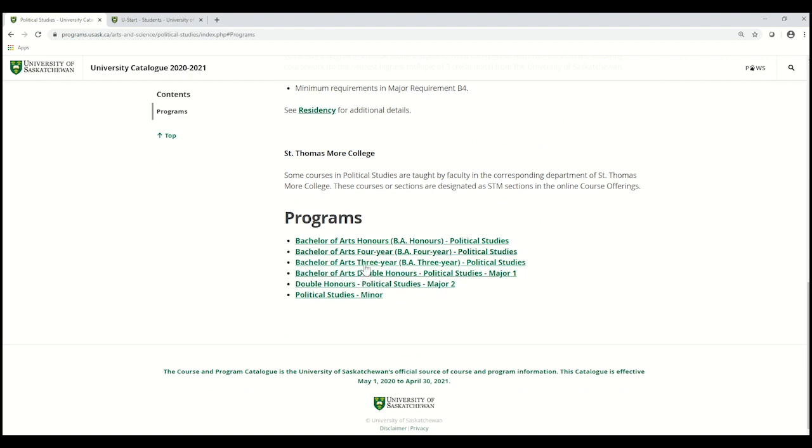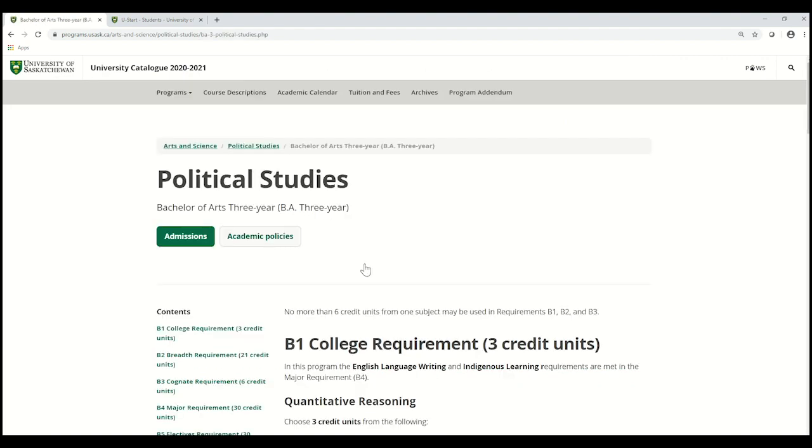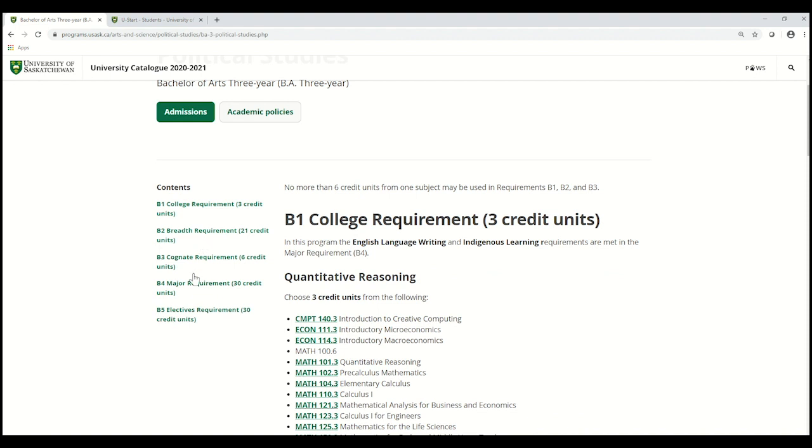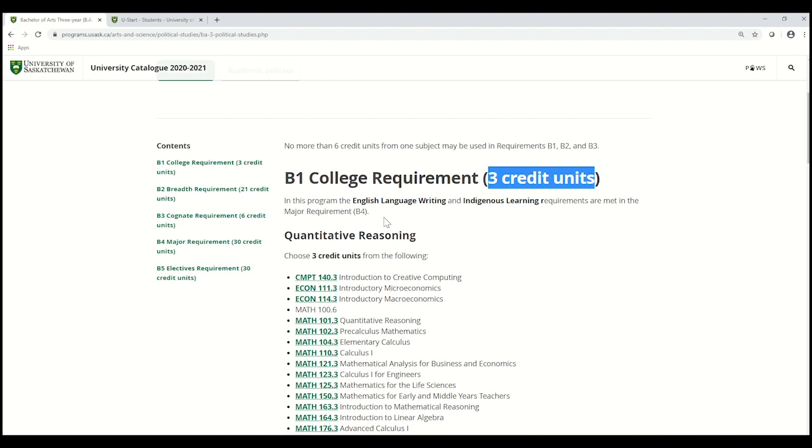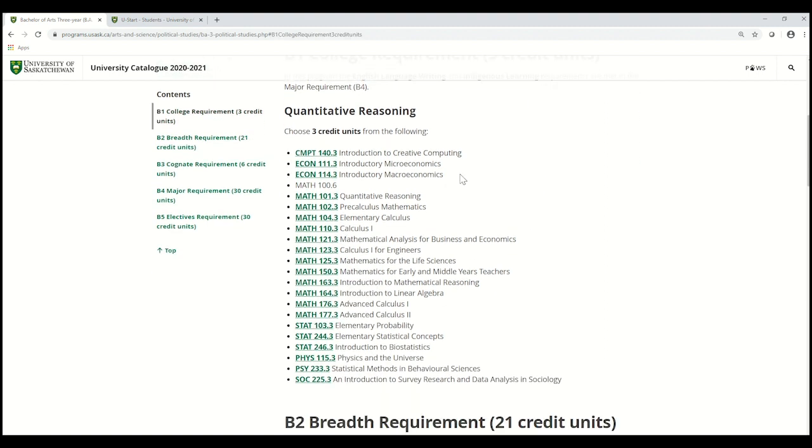Let's look at the 3-year, in this case, the Bachelor of Arts 3-year. Again, you'll see that there are 5 categories of requirements: college, breadth, cognate, major, and electives. But here you'll see that the college requirement is only 3 credit units. And that's because, in this case, English language writing and Indigenous learning are both embedded in the major requirements for political studies. In addition, there's a bit of a difference with the quantitative reasoning requirement as well.